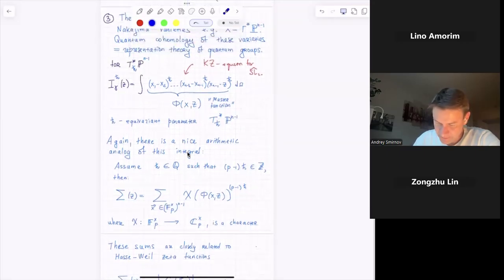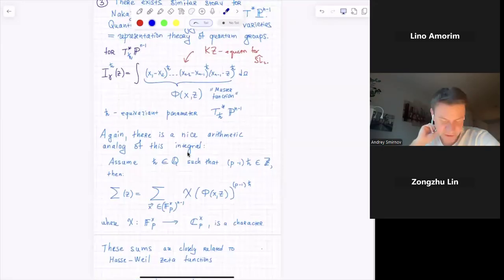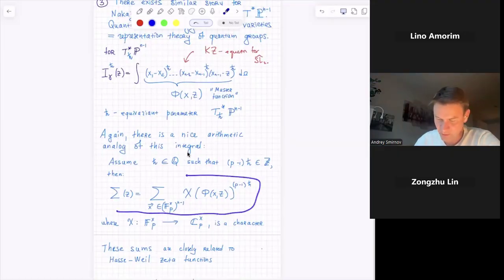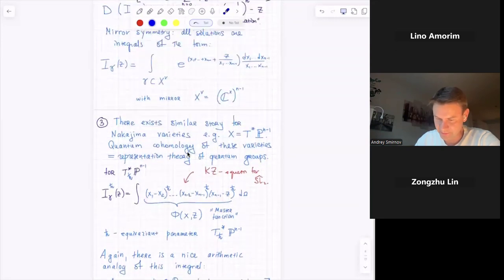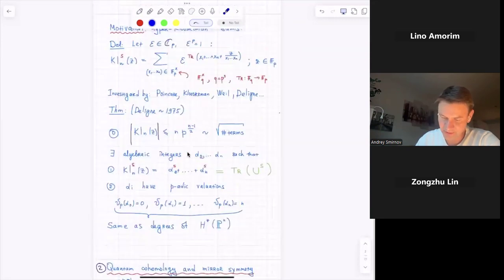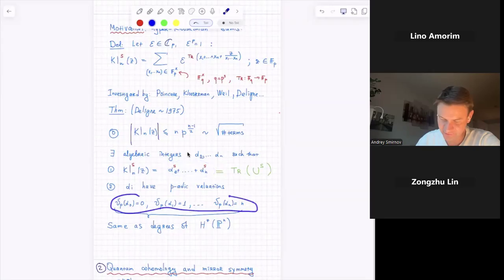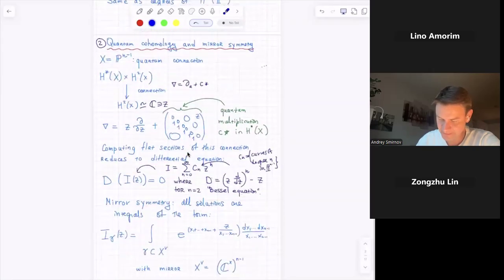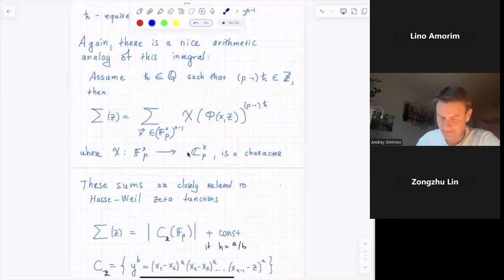Right, and so all these properties which I mentioned before for the Kloosterman sum are also true here, that there is some bound for the value of the sum. And let me go back a little bit. Again, there are some algebraic integers so that this sum is given by a sum of their powers, and so on. And these algebraic integers again satisfy the same valuation properties. So it's more or less the same story.